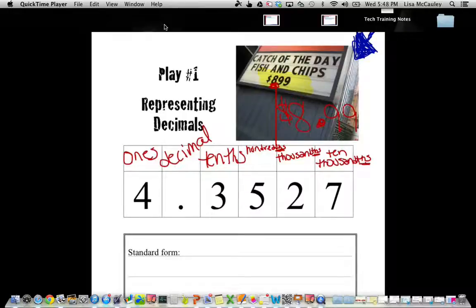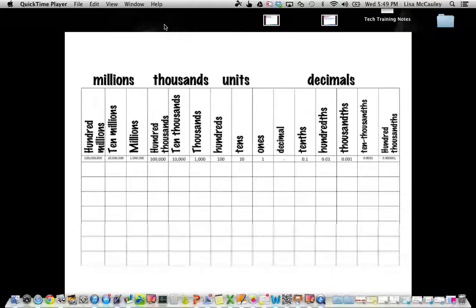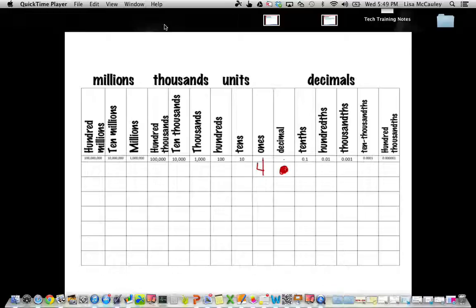Let's go over to our place value chart and just write it in so I can show you how to use that resource. So I'm going to write the same number, 4.3527. So when I go to use this place value chart, I want to line it up exactly like it is on the other sheet. So the first thing I'm going to put in is the decimal. Okay, and then I'm going to write 4.3527. And then you can see above each one is the place value.